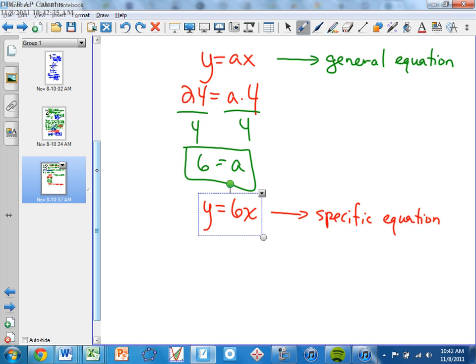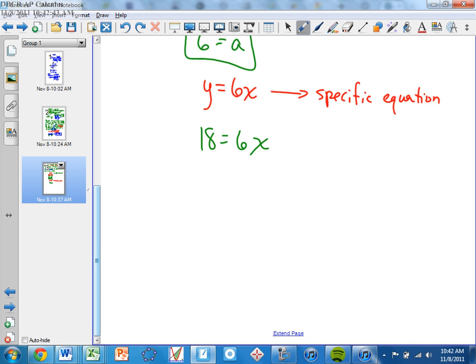So in the specific equation, I'm going to have 18 equals 6x. What is x, everybody? 3. Divide by 6. Divide by 6. X equals 3.